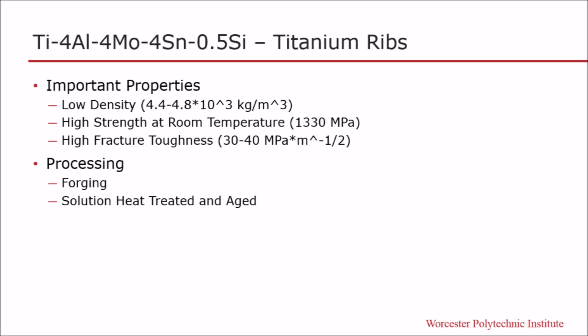As you can see on the screen, this titanium alloy has a density of between 4.4 and 4.8 times 10 to the third kilograms per meter cubed. It has a high strength of 1330 megapascals and a high fracture toughness of between 30 and 40 megapascals per square root meter. This titanium alloy is generally forged and is also solution heat treated and aged in order to increase the strength.